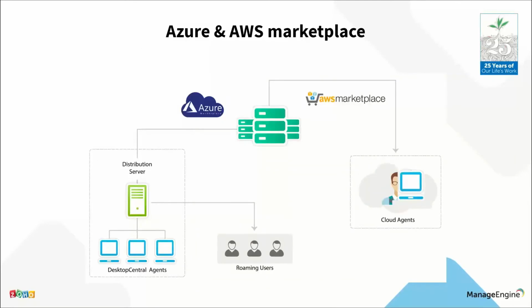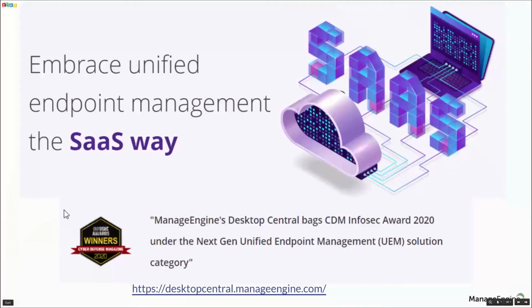So you can host your on-premise server in Azure or AWS. And Desktop Central is recently released as a cloud version as well to manage your endpoints the SaaS way. So you can also sign up for a 30-day trial using the below link mentioned on the slide.